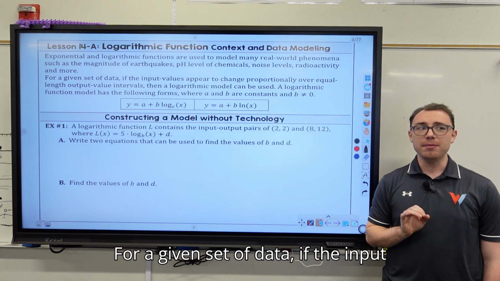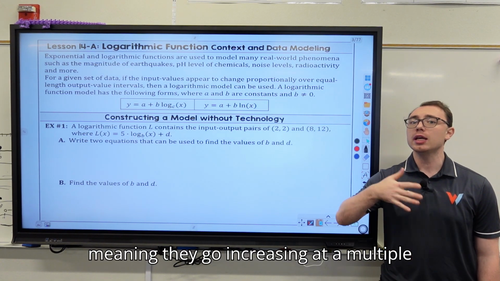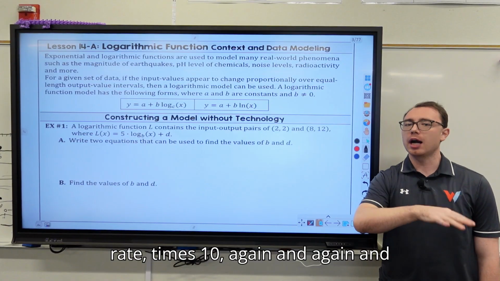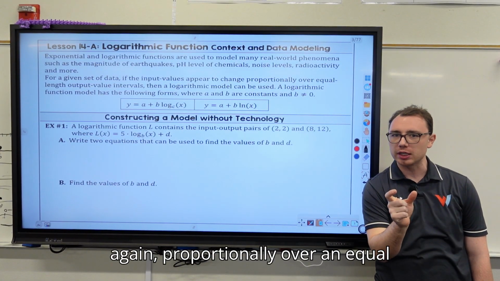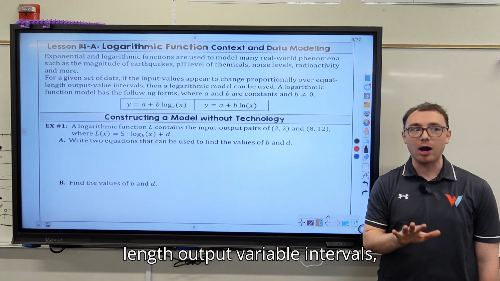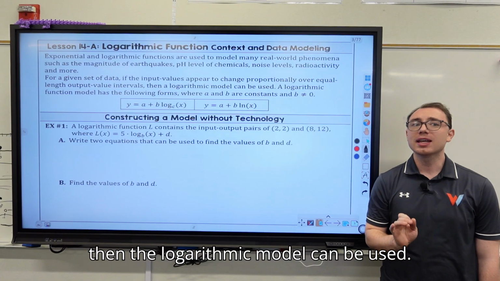For a given set of data, if the input values appear to change proportionally, meaning they keep increasing at a multiple rate, times 10 again and again, times 2 again and again, proportionally over equal length output variable intervals, then the logarithmic model can be used.